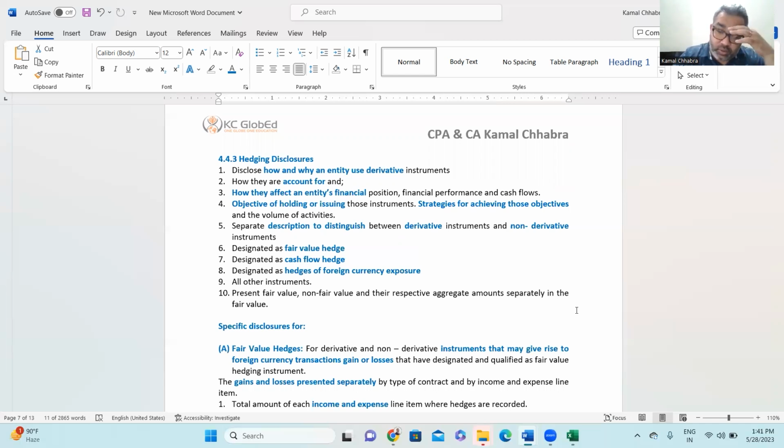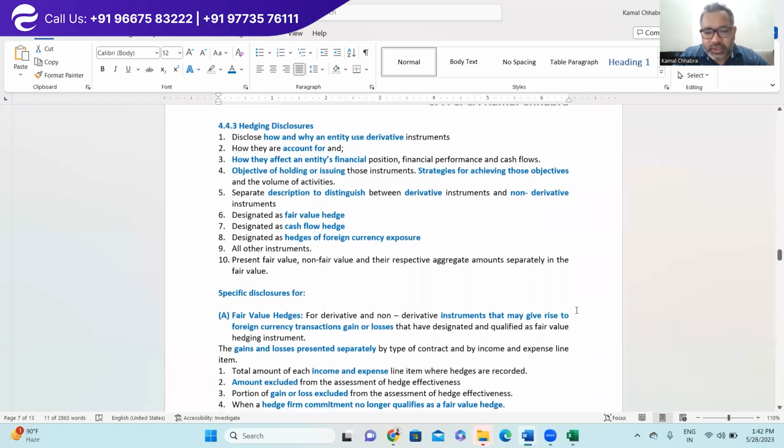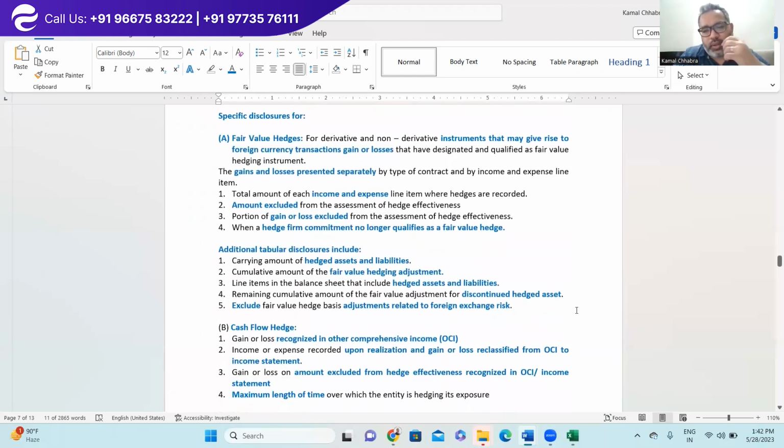A separate description to distinguish between derivative and non-derivative instruments needs to be made, and those designated as a fair value hedge, what all items are being considered as a fair value hedge, what all items are considered as a cash flow hedge, what all items are considered as a foreign currency exposure, that needs to be separately disclosed, along with all other instruments and the fair value or non-fair value. So these are all general disclosures required, but there are some specific disclosures also required.